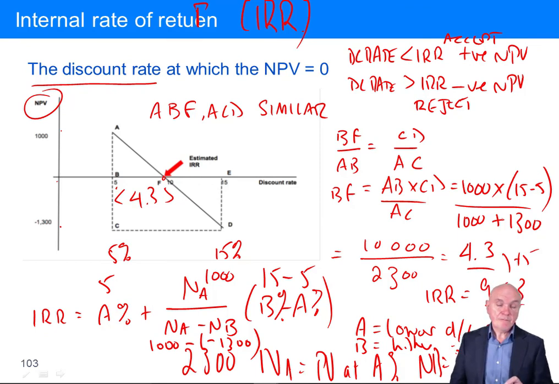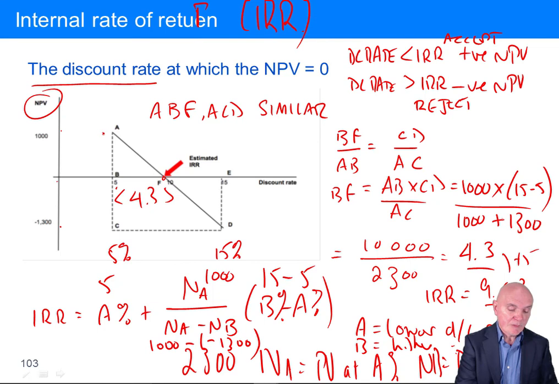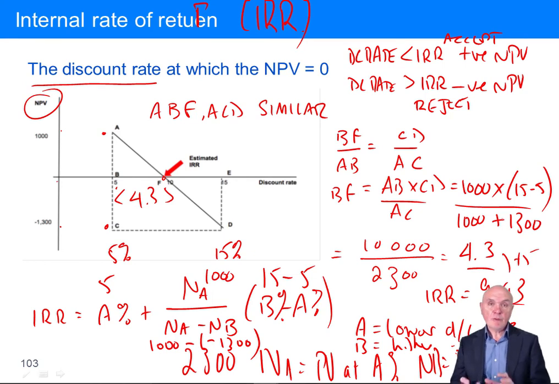So it's going to come out to be exactly the same as before. Just watch the algebra. You want one of the net present values to be positive and one to be negative. And this bottom line here, you have to do NA minus NB, but NB is itself a negative figure. So it ends up essentially adding the two net present values together.